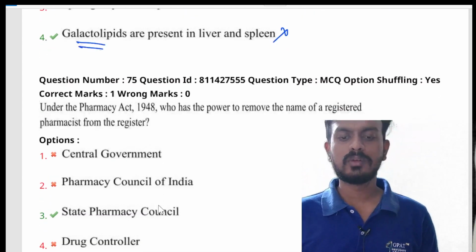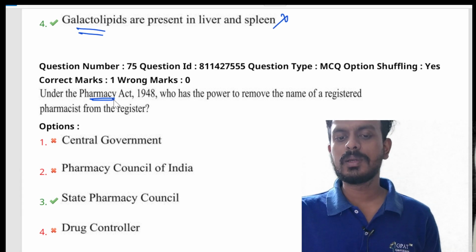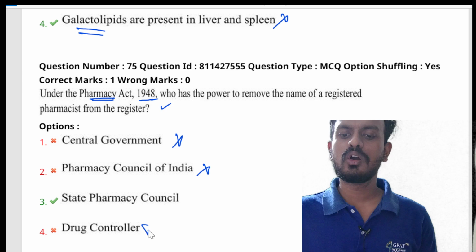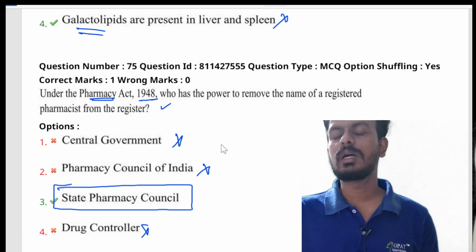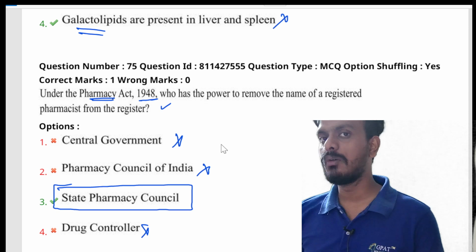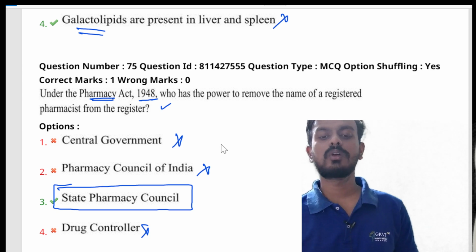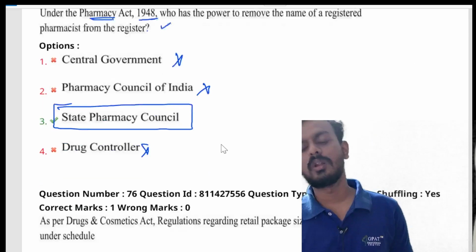Okay, so moving to question number 75. Under the Pharmacy Act 1940, who has the power to remove the name of the registered pharmacist? Central government? No. PCI? No. Drug control? No. Only the state pharmacy council. Remember, the state pharmacy council has the power to remove the name of the registered pharmacist from the register. Not the state government, not the central government, not the PCI, not the drug controller.